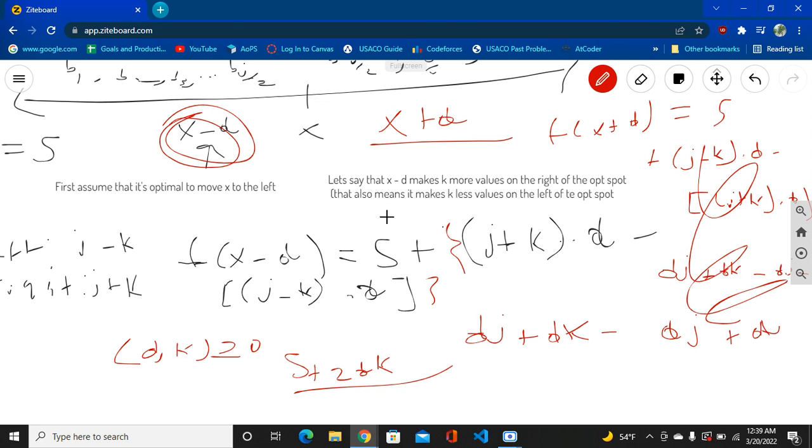Use the same idea for the x plus d case, and you've proven it, right? I'm not going to do it for the right case, but the next step would just be to assume that it's optimal to move x to the right, and you would get the same result. You would get something like s plus 2dk. Maybe it's s plus 2jk, I think it's going to be s plus 2jk. I don't know, I didn't memorize this. I just proved it on the spot. But that's basically the proof of this. It's symmetric, so if it's not optimal to move it to the left, then it's obviously not going to be optimal to move it to the right, since this is a generalization.